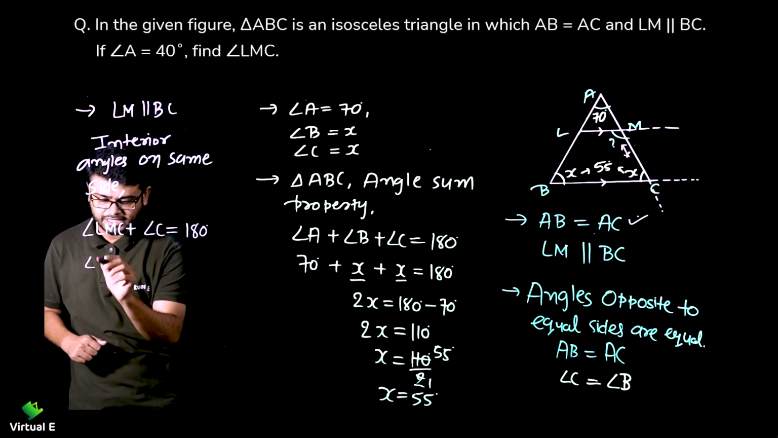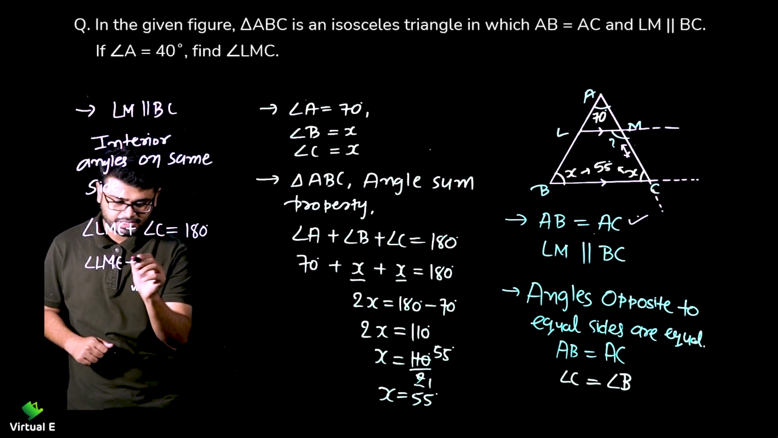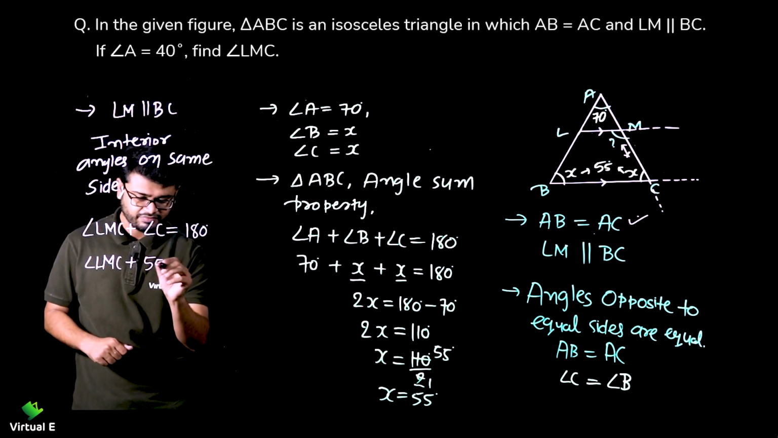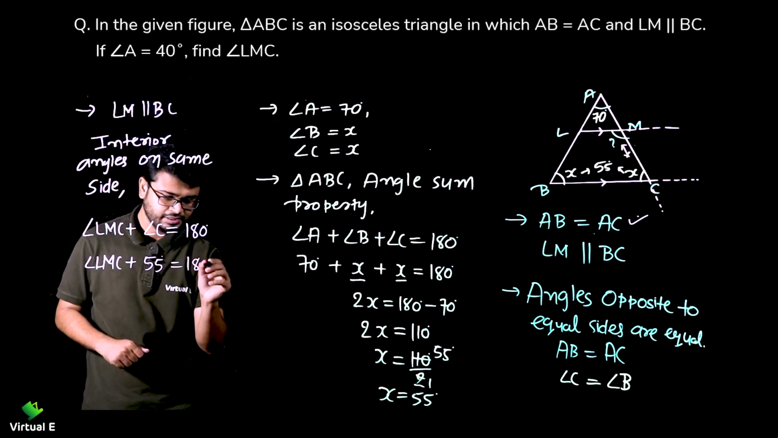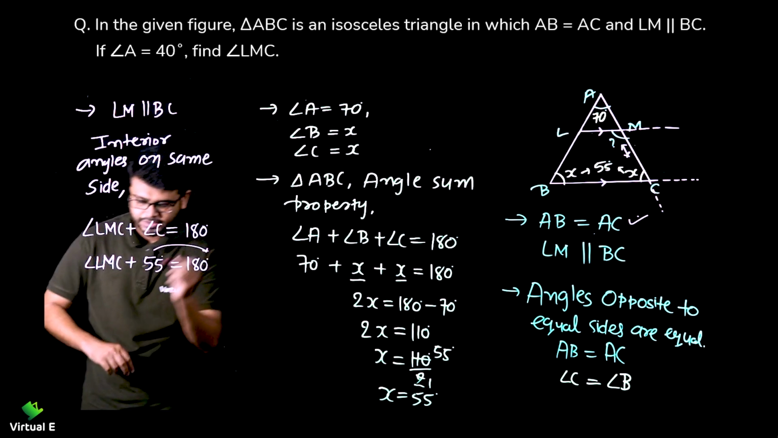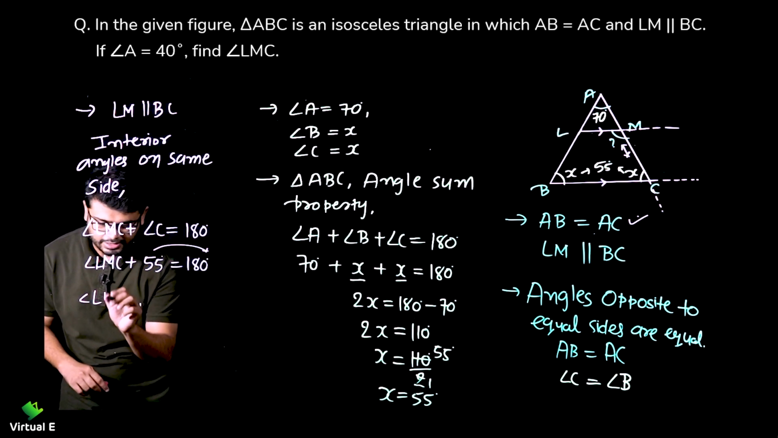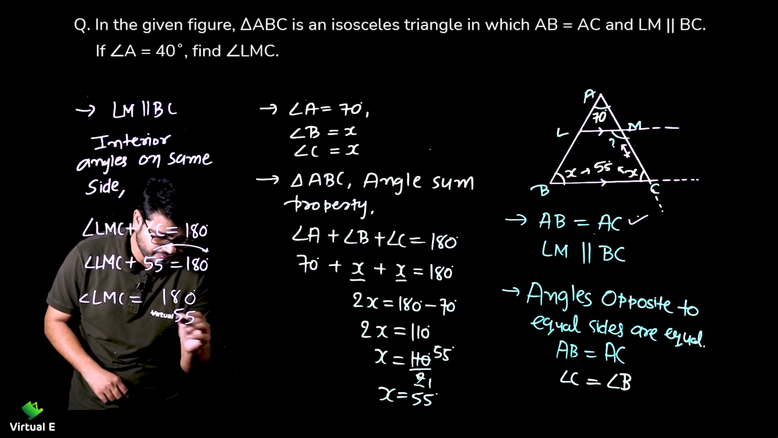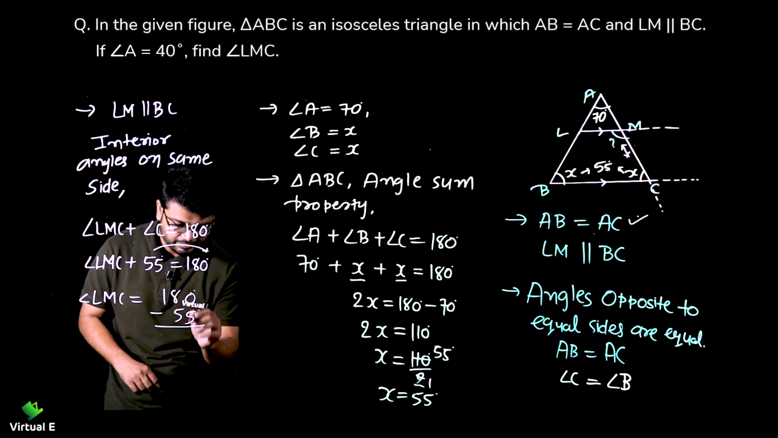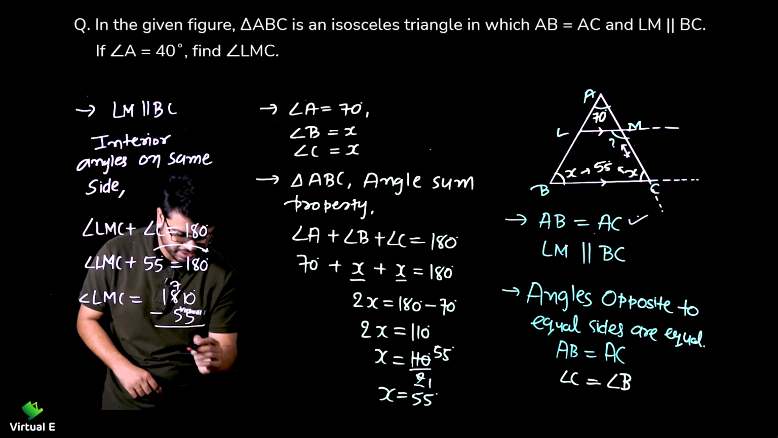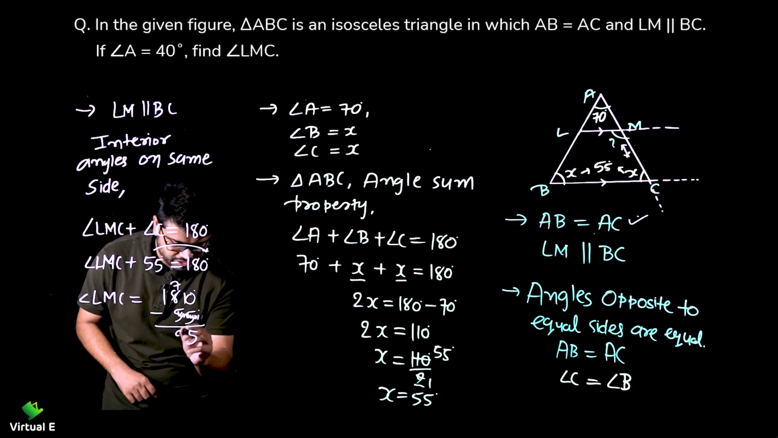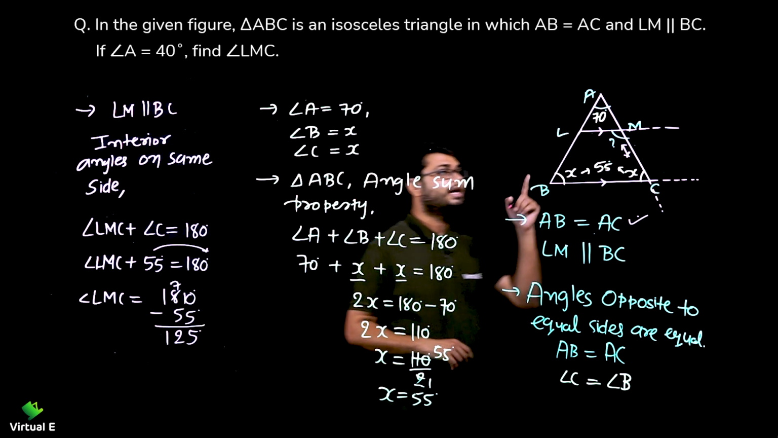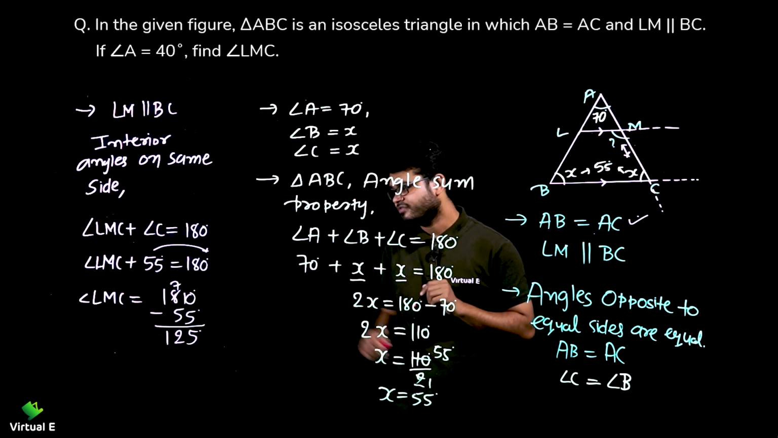Simple. Now LMC that we want to find, so as it is, plus angle C, whose value is X, that is 55, is equal to 180. Now let's shift this 55 over there. So angle LMC is equal to 180 degree minus 55 over here. Remember 55, right? 10 minus 5 is 5. 7 minus 5 is 2 and 1 here. So what is the value of angle LMC? That is 125 degree. We just found it, right?